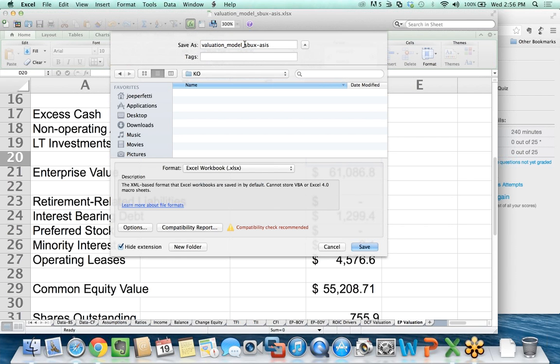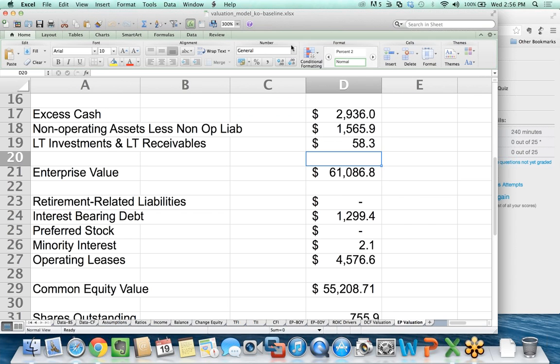And I'm going to save this as KO. And then I'm going to call this the baseline. Now, baseline doesn't have any meaning in the real world. It only has meaning in our class. What the baseline is going to stand for is basically setting up our model by just putting in all the raw data that we're importing from Bloomberg. It's not going to give us any meaningful stock price. It's just saying that our model is at that point ready to do an as-is valuation of the company.